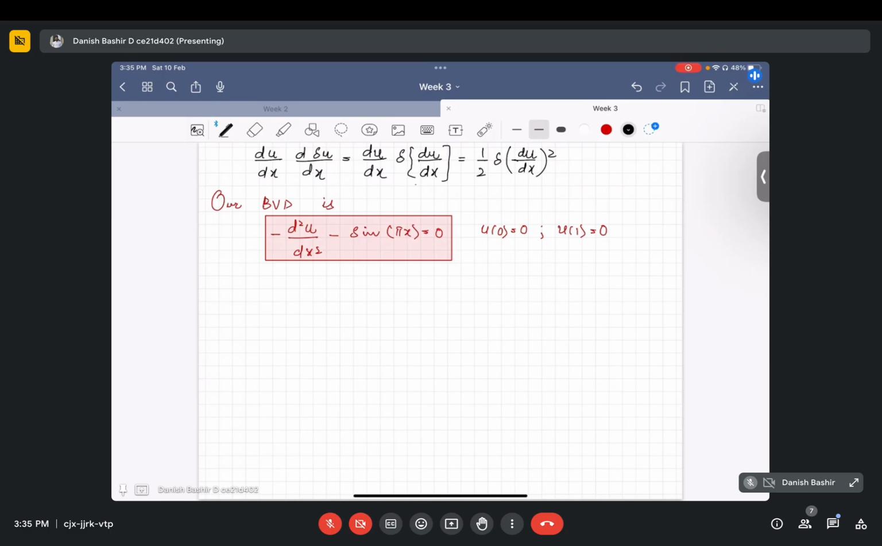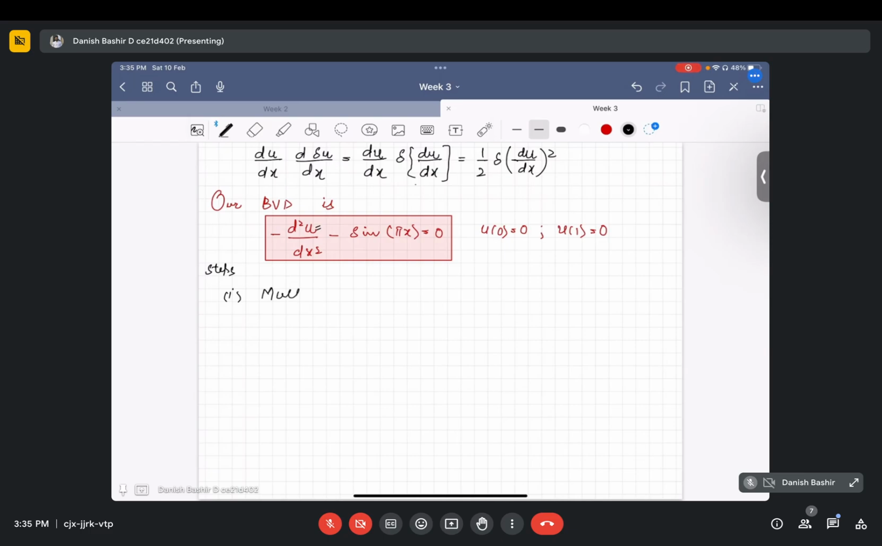So what are the steps? You please keep that in mind. The first step is we will multiply both sides of this differential equation with the variation of u of x, because u of x is the primary variable or the field variable here. We will be assuming an approximate solution to this only, so that's why we have to take the variation of this function, and we have to integrate it over the domain.